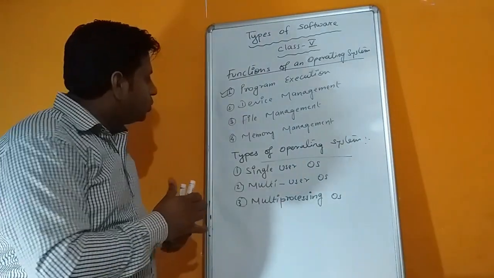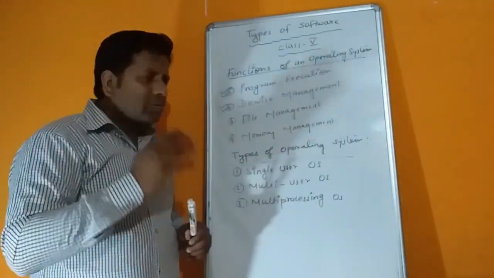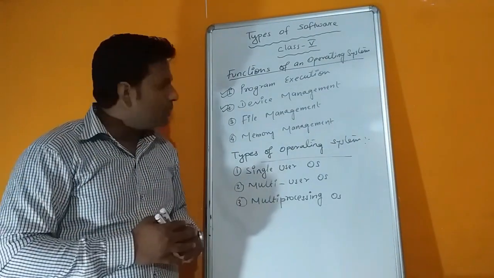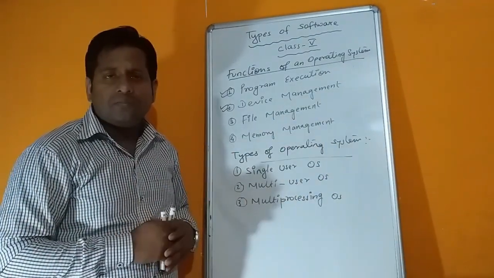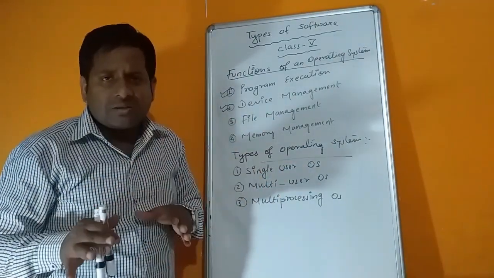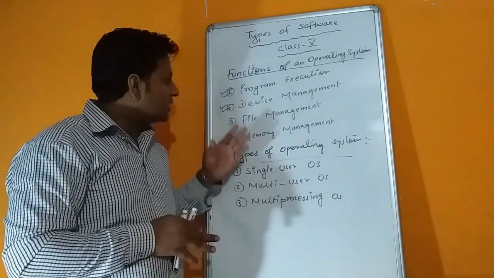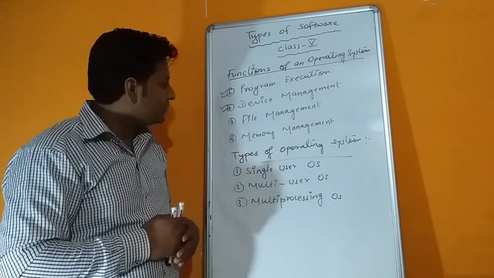Number two, device management. There are so many devices connected to computer like keyboard, mouse, UPS, CPU, monitor, printer, scanner, joystick, so many are there. What is the function of each device? That is controlled and managed by operating system. That's why device management. It's a manager of devices.